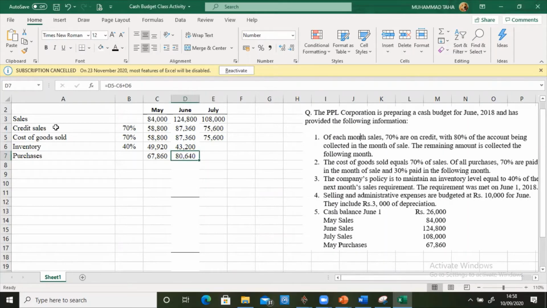So far, we have not calculated anywhere what the cash outflow or the cash inflow is. We have simply gathered all of the data. Now we're going to begin estimating the cash inflows and cash outflows. So the cash inflows are going to come from the sales amount. How are they collecting their sales? Over here it is written that of the month's sales, 70% are going to be on credit with 80% of the account being collected in the month of sale.